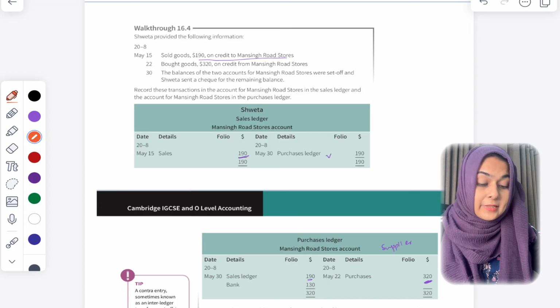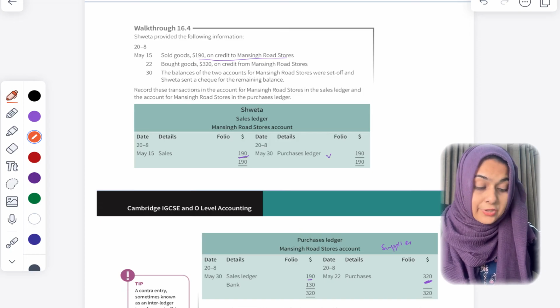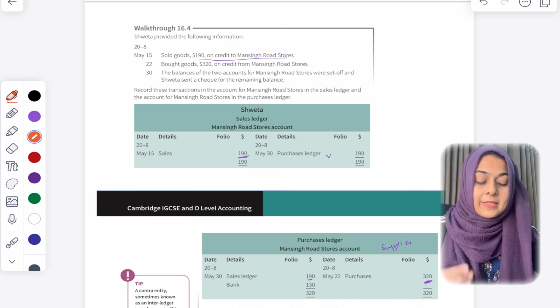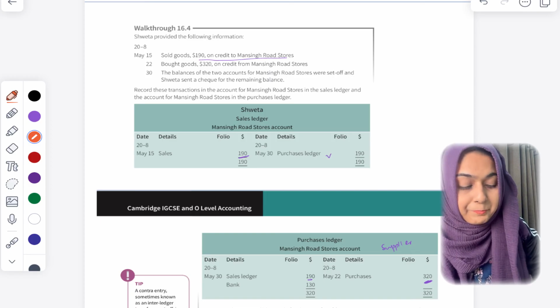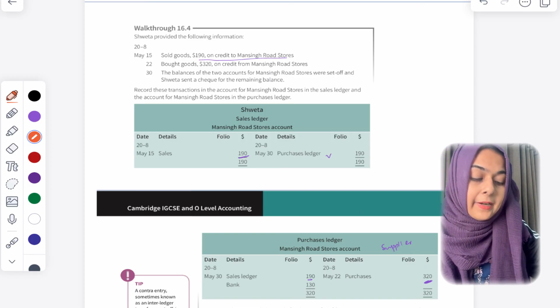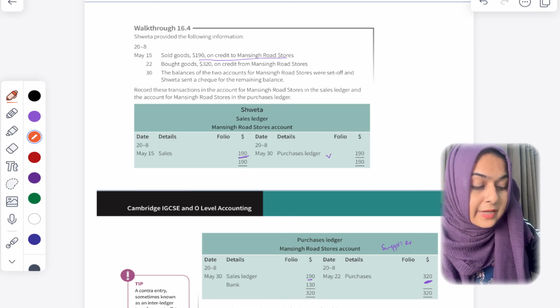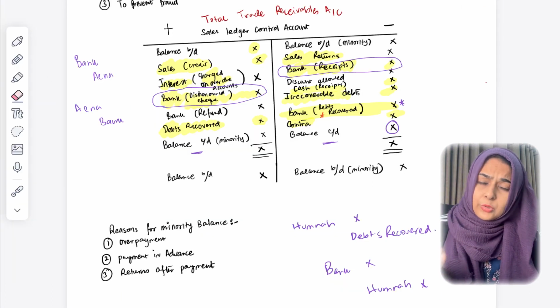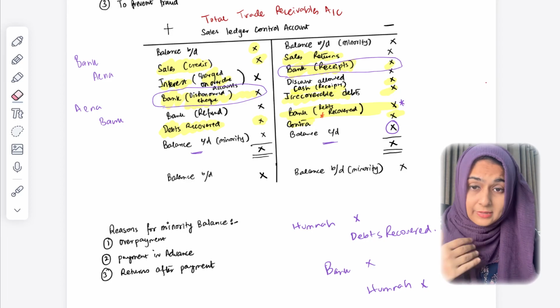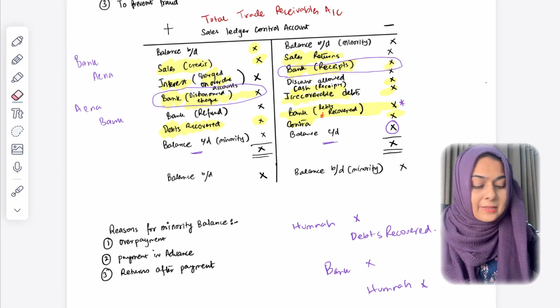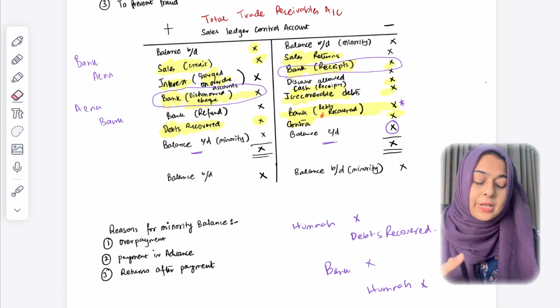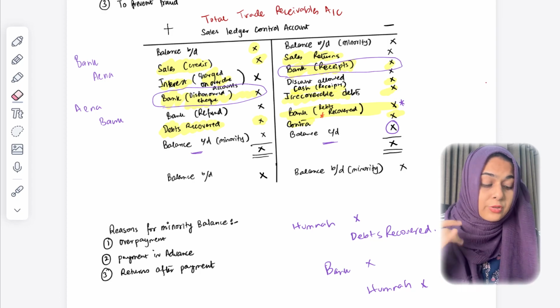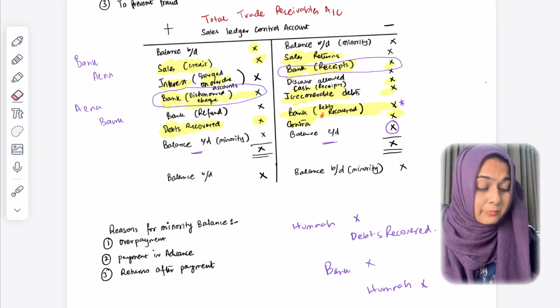And then the purchases ledger. So we have Contra here, and then balance carried down minority will come here, and the other balance carried down will come here. This represents the total trade receivables at the end of the month, which is the total amount that the customers owe us at the end of the month. And then this balance carried down will become your balance brought down, and then minority balance carried down will also become your balance brought down minority for the next month.